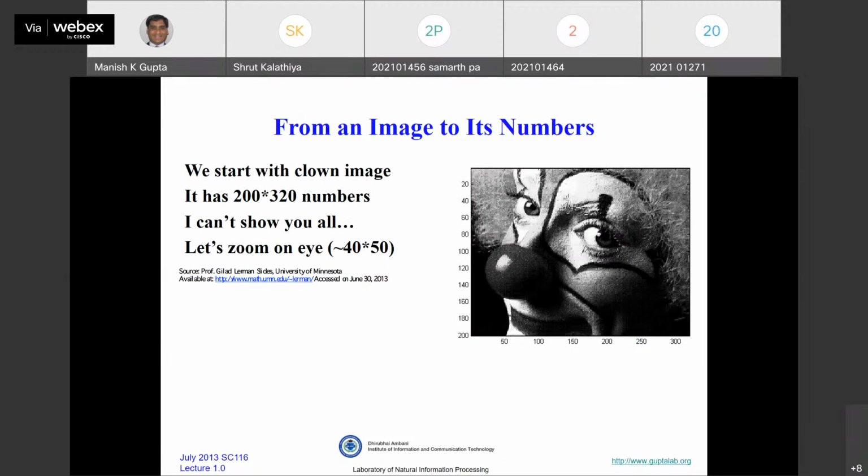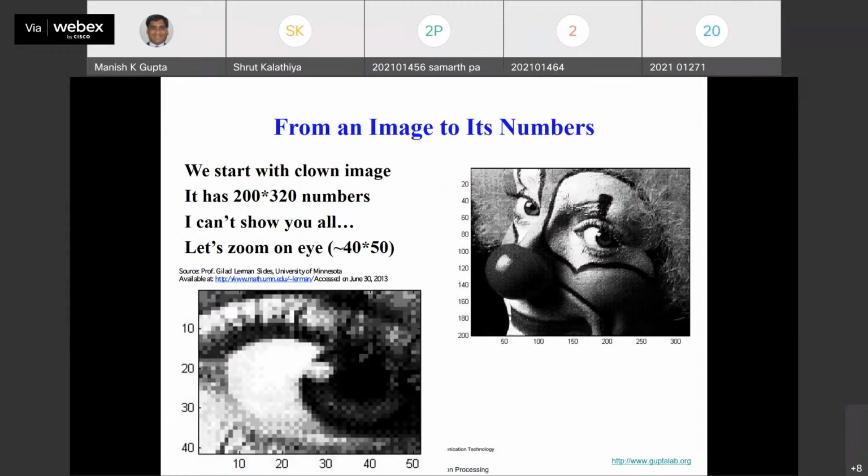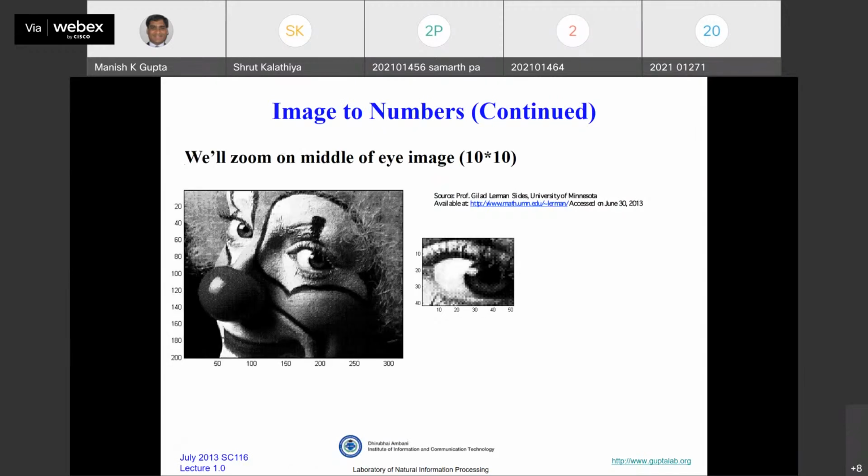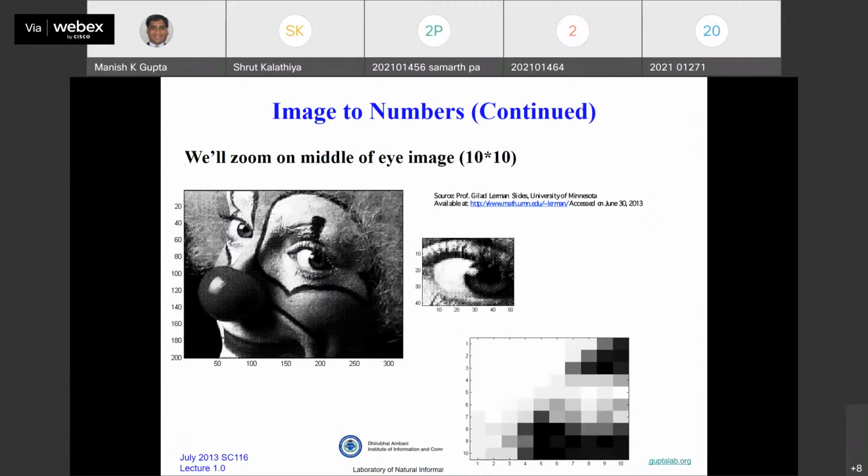So from an image to its numbers: if you look at this image on the right hand side, it has 200 into 320 numbers. You can zoom it, say 40 into 50, 40 rows, 50 columns. To further zoom, take a small portion of it, zoom in on the middle eye of the image, 10 by 10, and it corresponds to this.